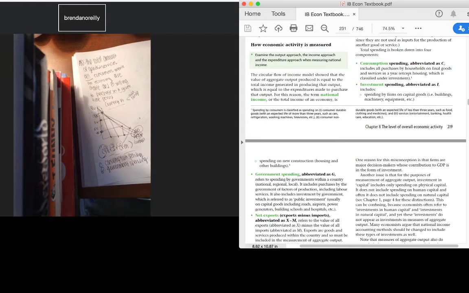Government spending is also another component of aggregate demand, and that includes what the government uses its money on. So that can be anything like military spending, health, education spending, literally anything the government decides to allocate its resources to is also included within the aggregate demand curve. And then we have I, which is investment spending.